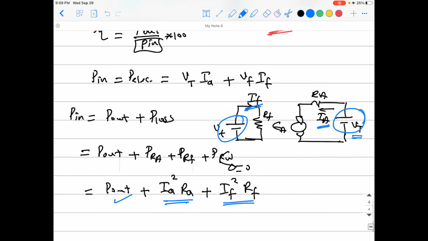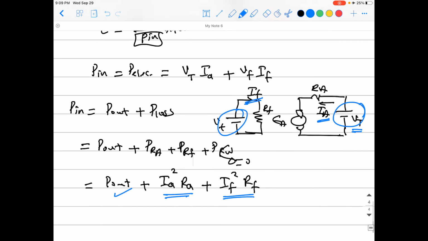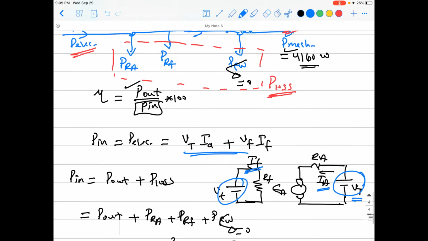Okay, so to find P input, you have to calculate IF and IA to find it from this equation, or you need to find it from this equation, whatever it is. So you have two options to go with.